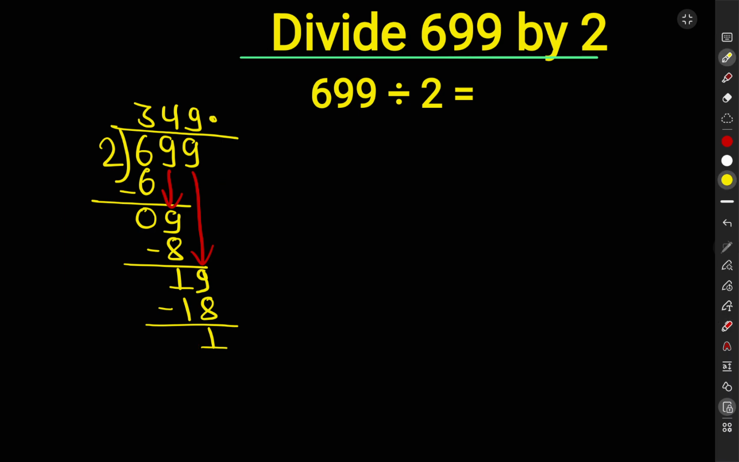So we take here decimal so that we put 0. So it is 10 and 2 times 5 is 10. On subtracting we get 0. So 699 divided by 2 is 349 decimal 5.